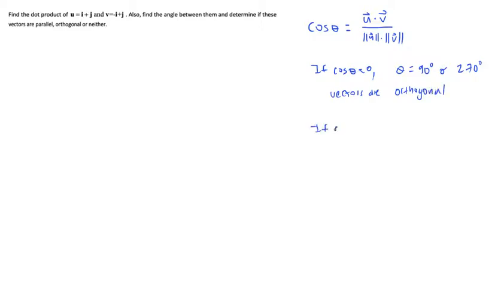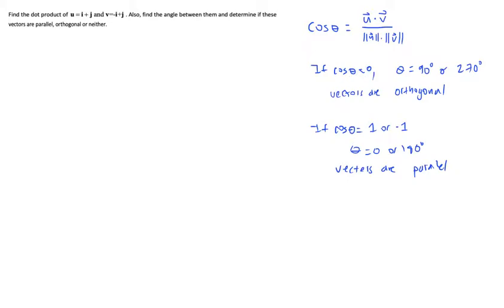On the other hand, if cosine of theta equals 1 or negative 1, then we know that the angle is 0 or 180 degrees, and then the vectors would be parallel. Any other situation, it doesn't really matter. So really what we're interested in is: does cosine theta equal 0, or does cosine theta equal 1 or negative 1?